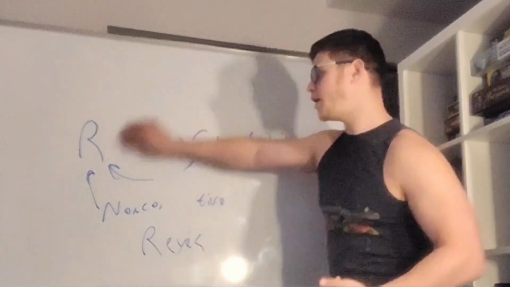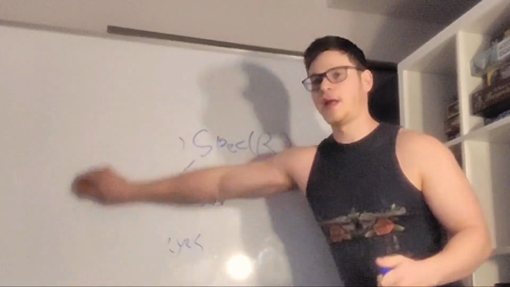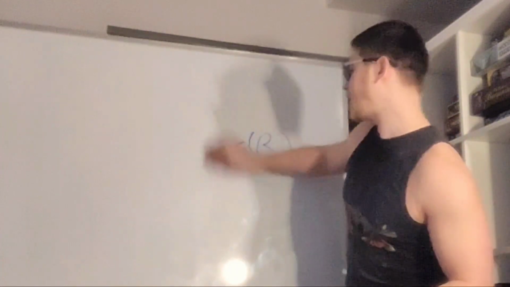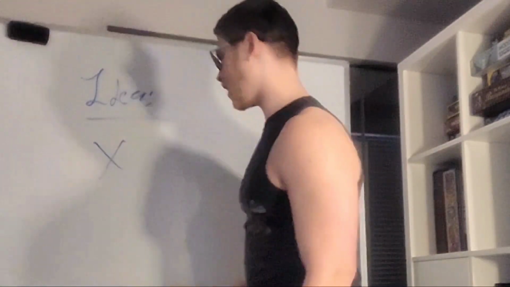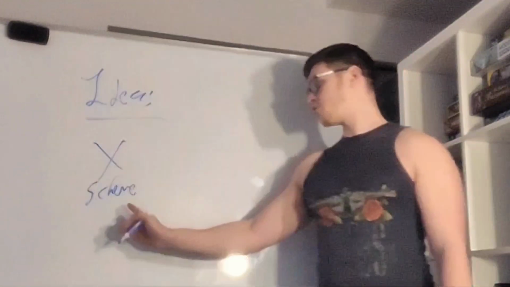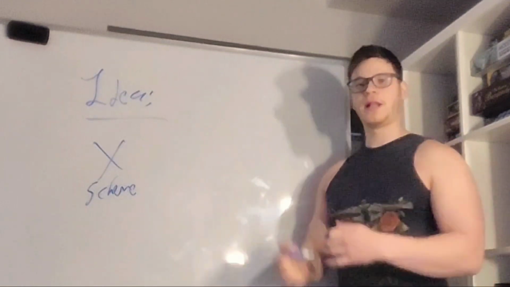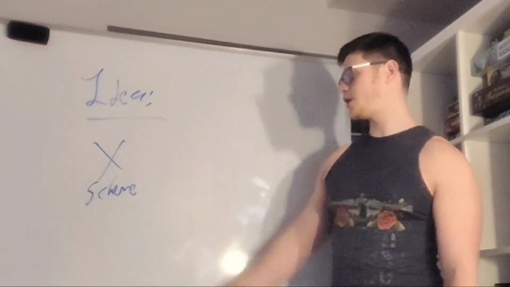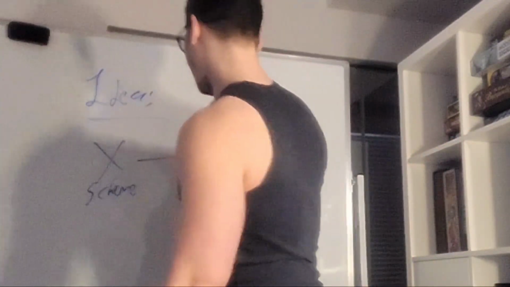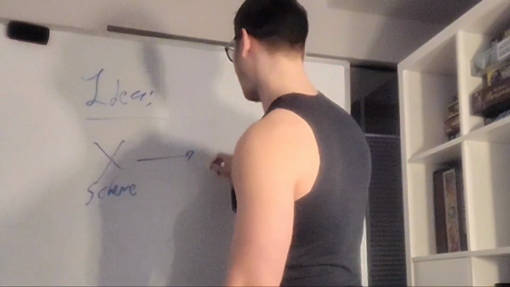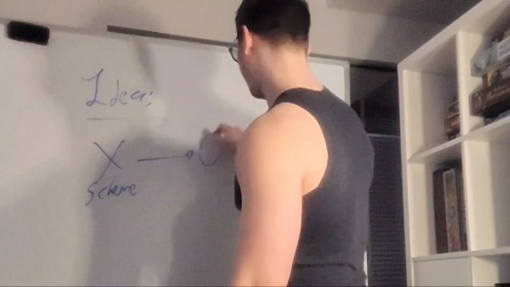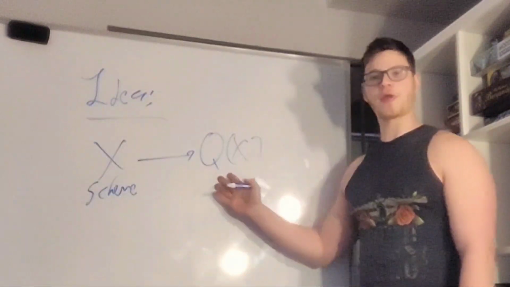So there are a lot of ways to do non-commutative geometry, but all of them have the same basic idea. So the idea is this. Say I have X, which is a scheme. It doesn't matter what it is. It's a geometric object. Now I can associate some object to this scheme. Let's say it's called Q of X. So this is some object.